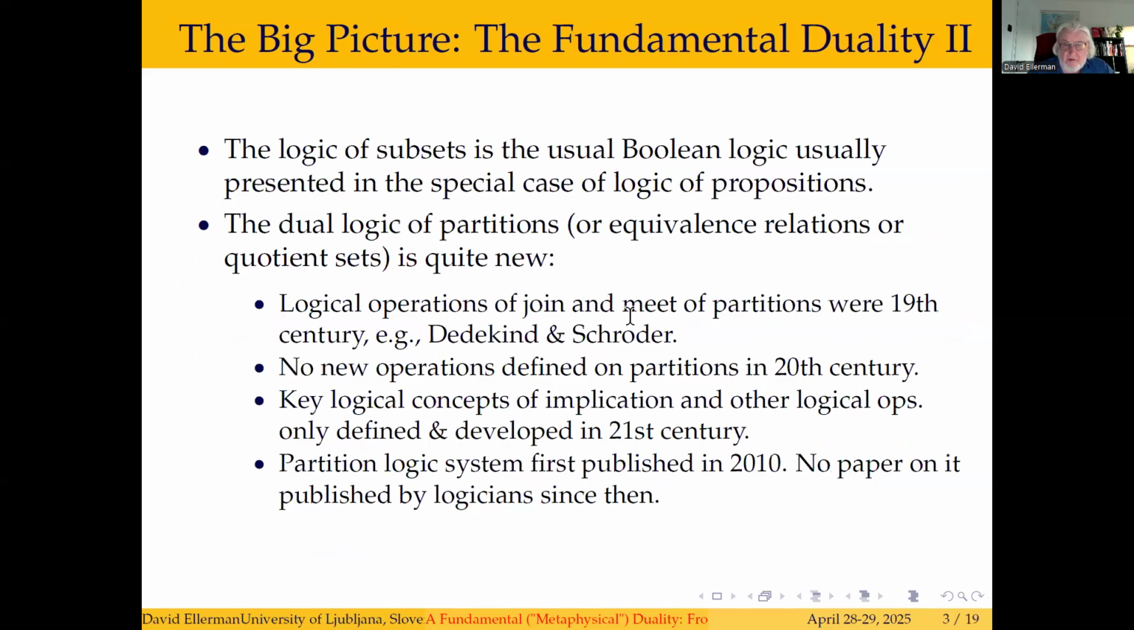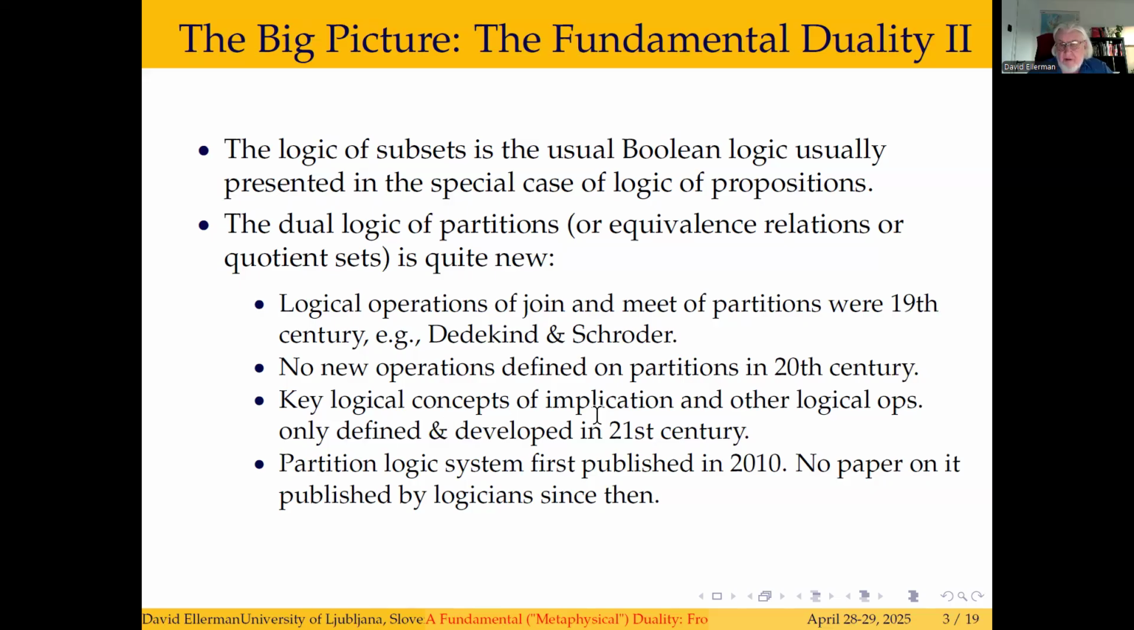So we start with normal Boolean logic, usually seen as the logic of propositions, but really should be seen as the logic of subsets. The dual logic is the logic of partitions. To have a logic, you need the logical operations: join, meet, and implication in particular. The operations of join and meet on partitions of a set were known in the 19th century by Dedekind and Schroeder, but no new operations were defined on partitions in the 20th century. And to have a logic, in addition to join and meet, you need implication. So the real logic of partitions, or logic of equivalence relations, did not develop in the 20th century.